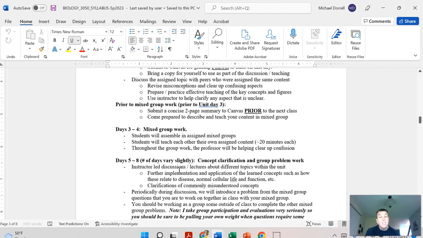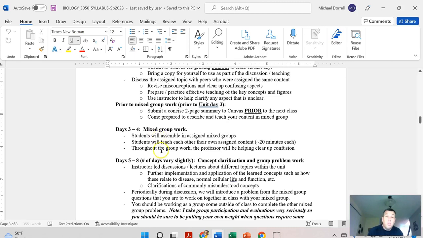And then that leads to what I call concept clarification. And there's usually about 4 days worth of class for this. And that concept clarification is where we're now applying all those things that you've learned together. And I'm going to lecture some, basically helping clarify some of the misconceptions and the things that I noticed people were struggling with along the way.